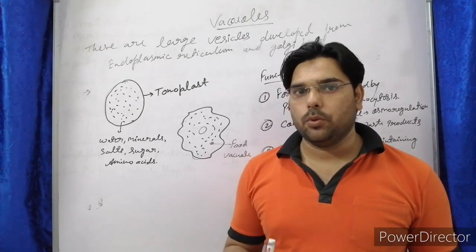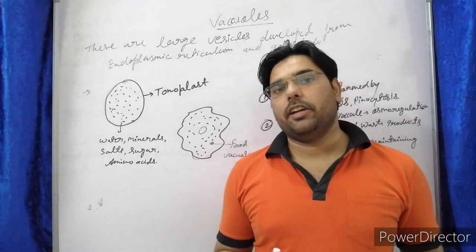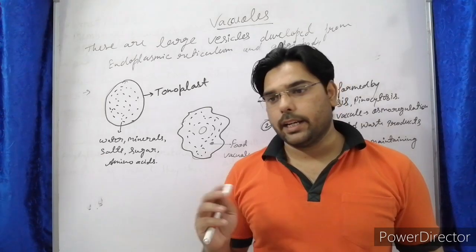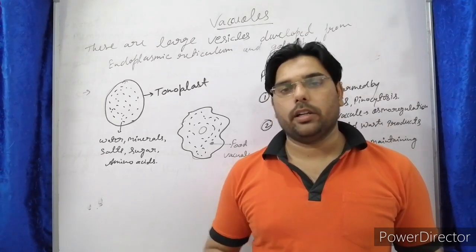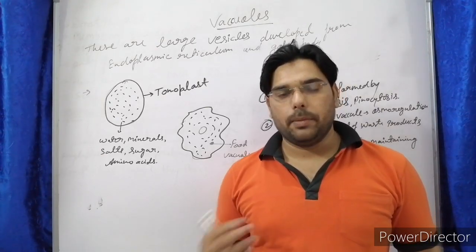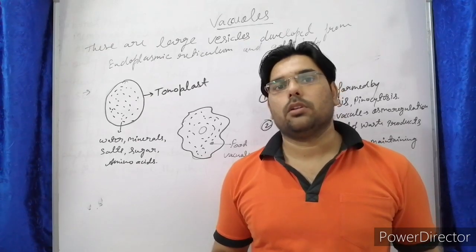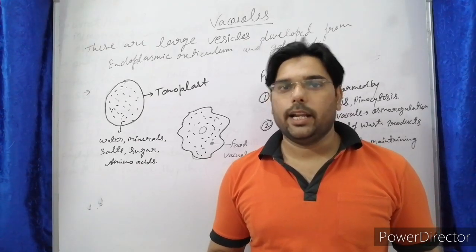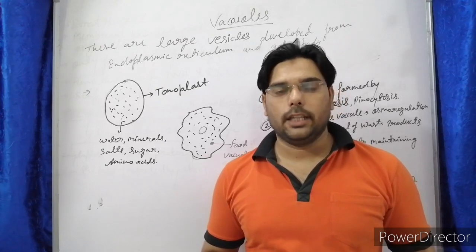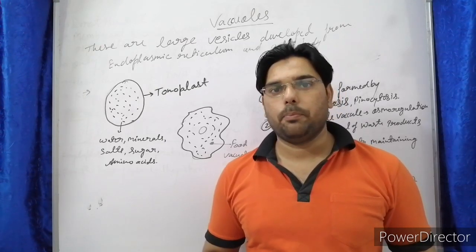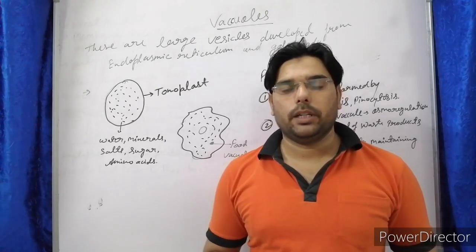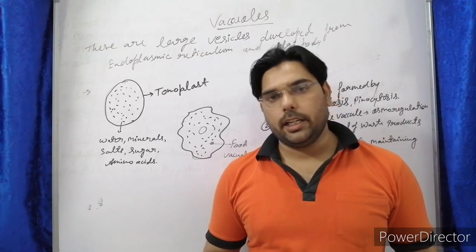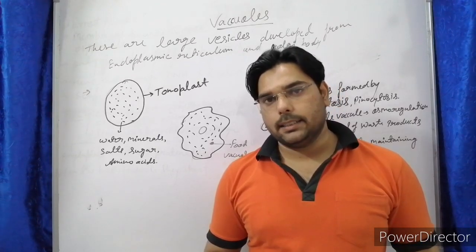Students, what is a vacuole? Vacuole is also a very important cell organelle, like the other organelles mitochondria, Golgi apparatus, plastids. We have studied many more cell organelles. Likewise, vacuoles are also very important cell organelles. It is a single membrane bounded cell organelle which is generally present in any plant cell.